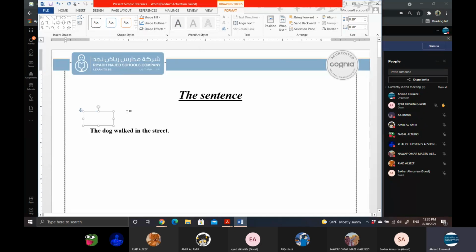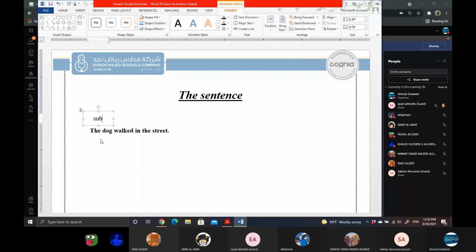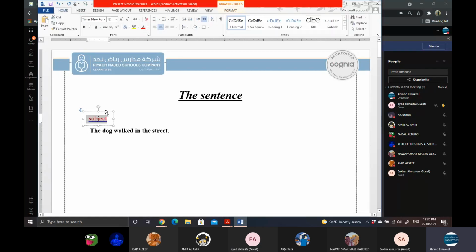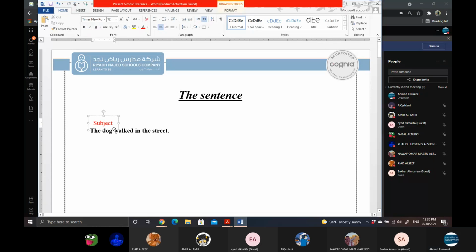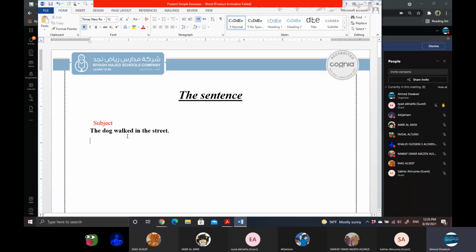In this sentence, the dog is called what? It's called the subject. What is the meaning of a subject, guys? When I say the dog is the subject of the sentence, the subject is the person or the thing that is performing the action verb. Who's walking in the street? The dog. The dog walked. So the dog is the one, the thing, the person, the idea that is performing the action verb.